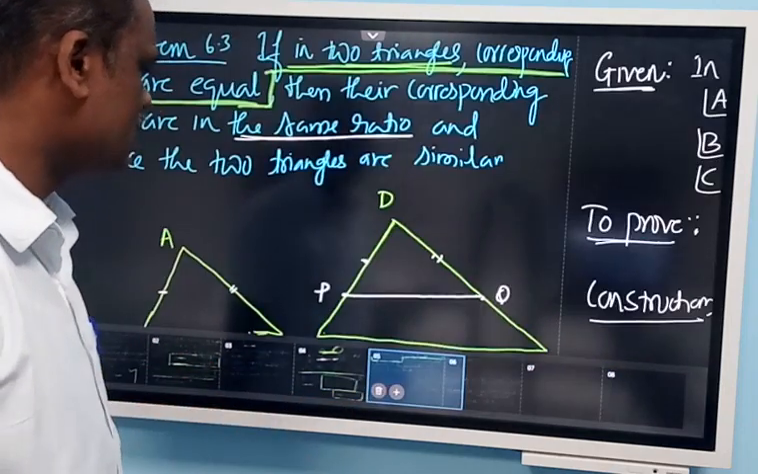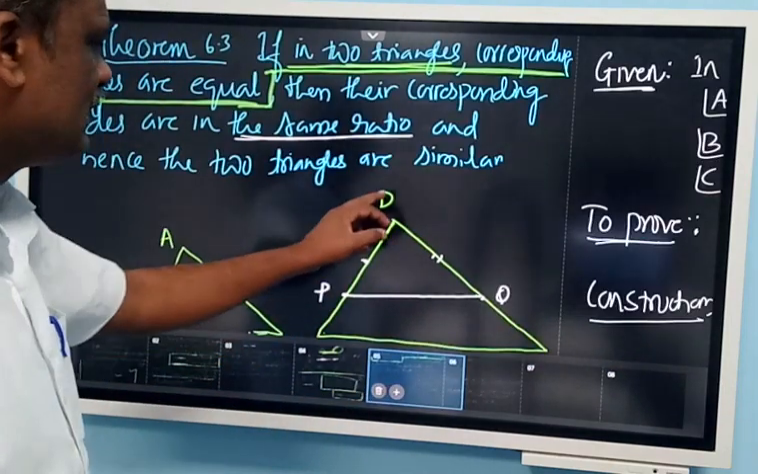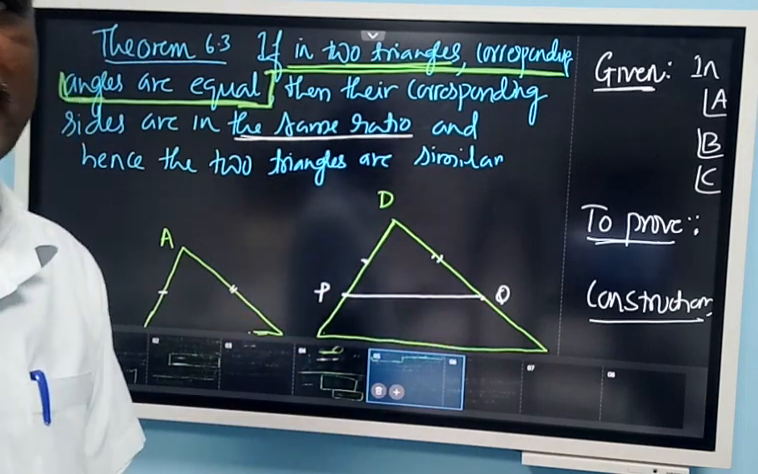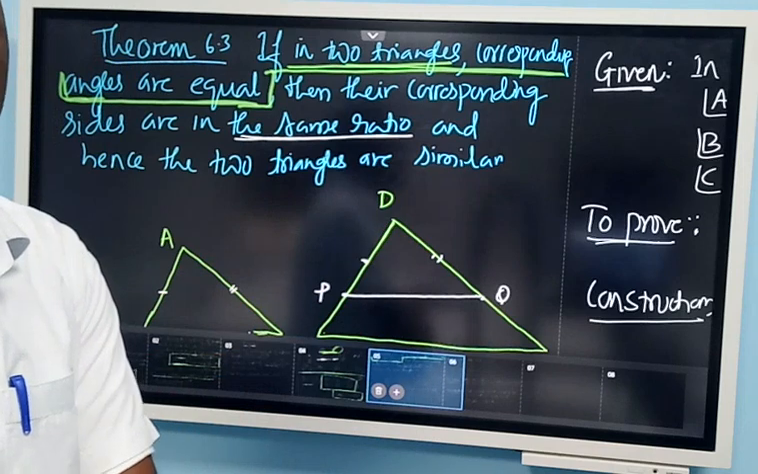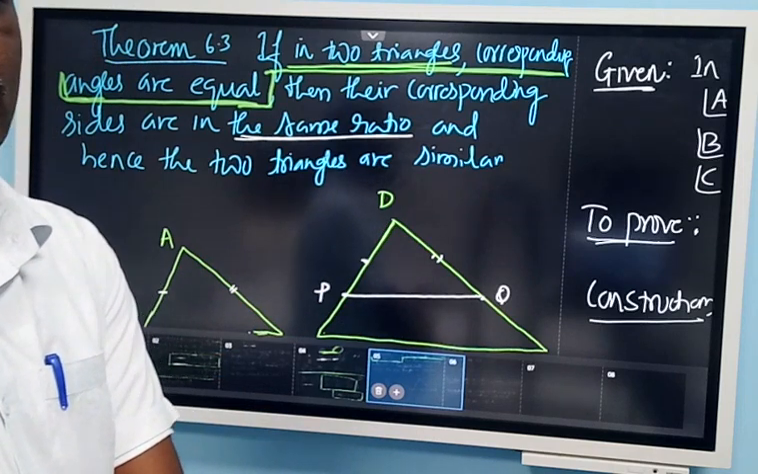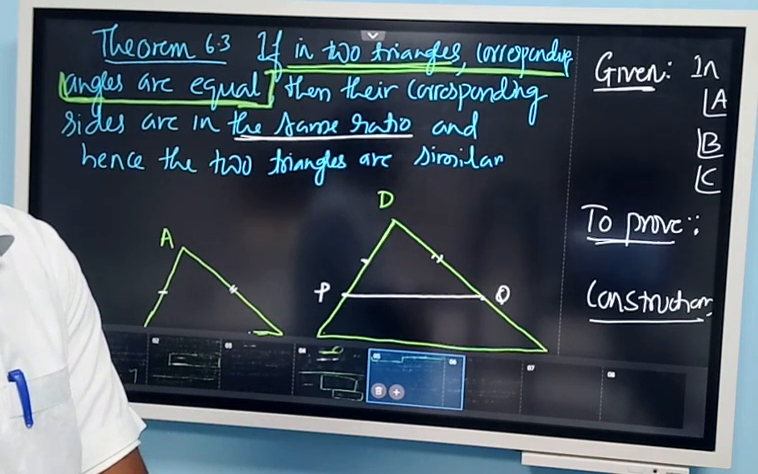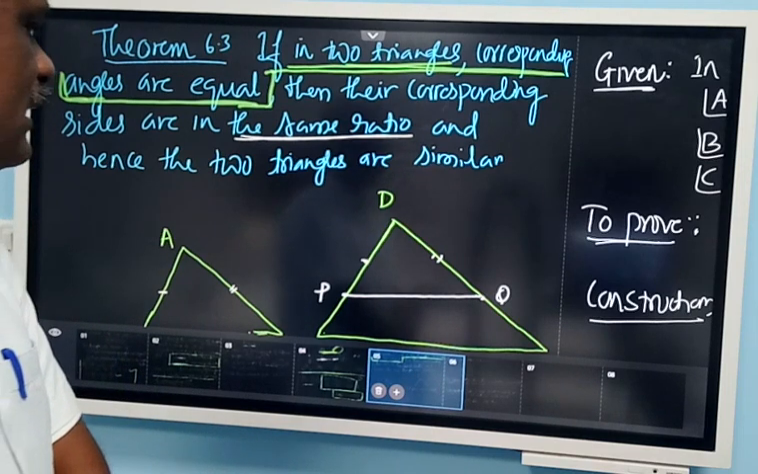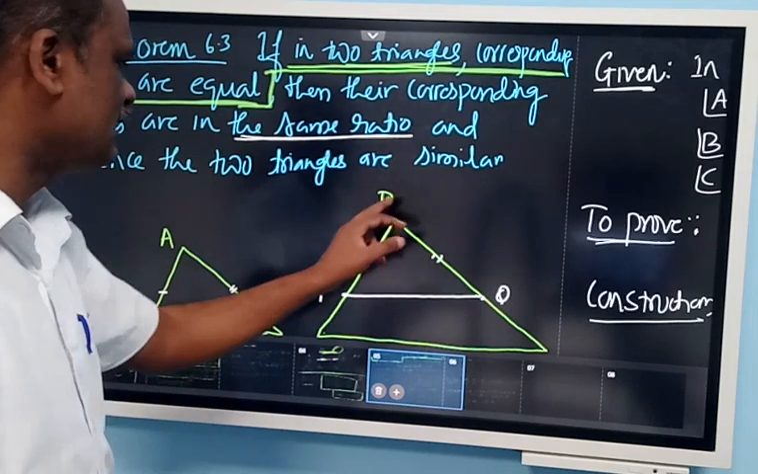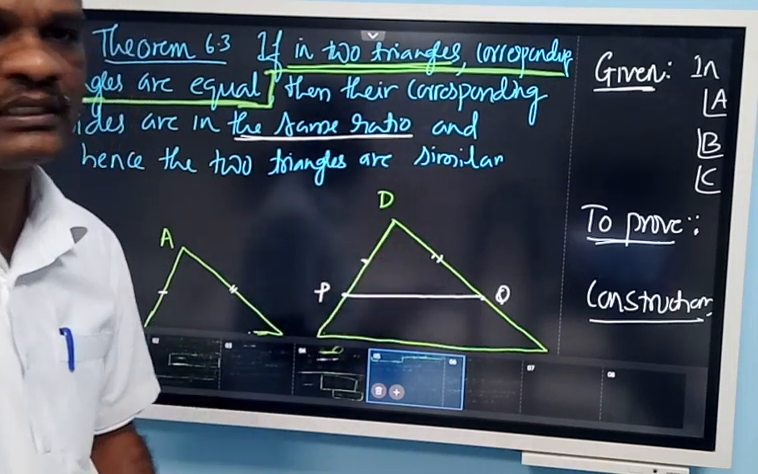So now look at this diagram. You have to show that ABC and DPQ are congruent. You have to show that ABC is congruent to DPQ. Can you tell me how to show the congruency? You can use SAS, SSS, RHS, ASA also you can use here. So which criteria can you use here to show that triangle ABC is congruent to triangle DPQ?